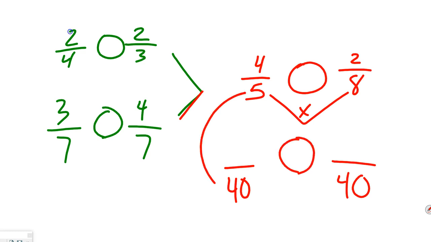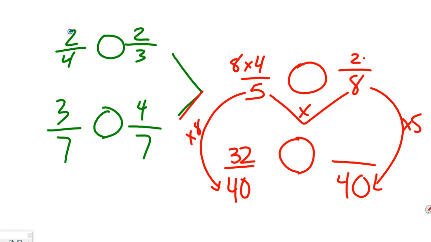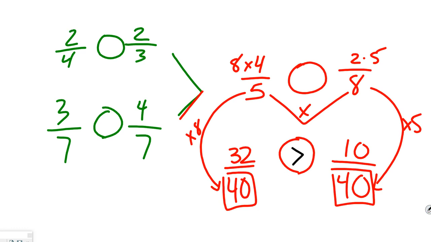Well, how do I get from 5 to 40? I multiply by 8. So 4 times 8 will give me 32. How do I get from 8 to 40? I multiply by 5. I have to multiply my numerator by 5. 2 times 5 is 10. I have common denominators. The best thing I can do here now is look to my numerators. Whatever numerator is greater is the greater fraction. 32/40ths is greater than 10/40ths. Come back up to my original fractions. 4/5 is greater than 2/8.